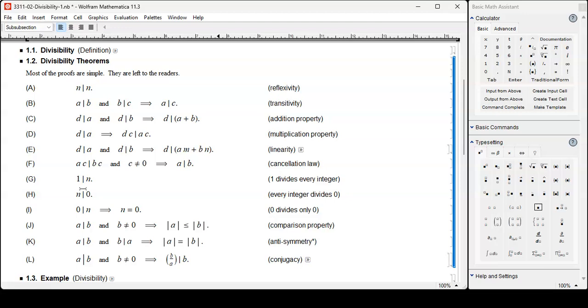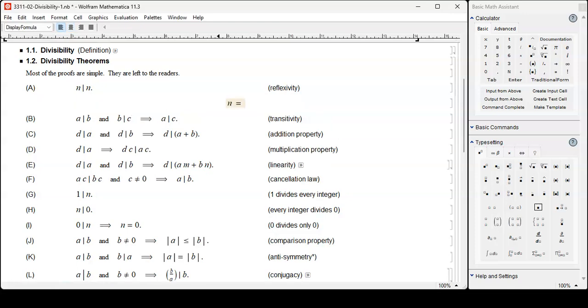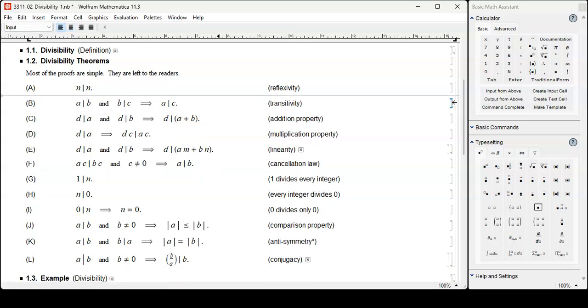For example, how do you prove n divides n? Your aim is to prove n is some integer times n. So what times n? Of course, it's going to be 1 times n, and 1 is an integer. So yes, it works. So reflexivity is no big deal. How about the next one, transitivity? A divides B and B divides C, then A divides C. Okay, how do you prove that?